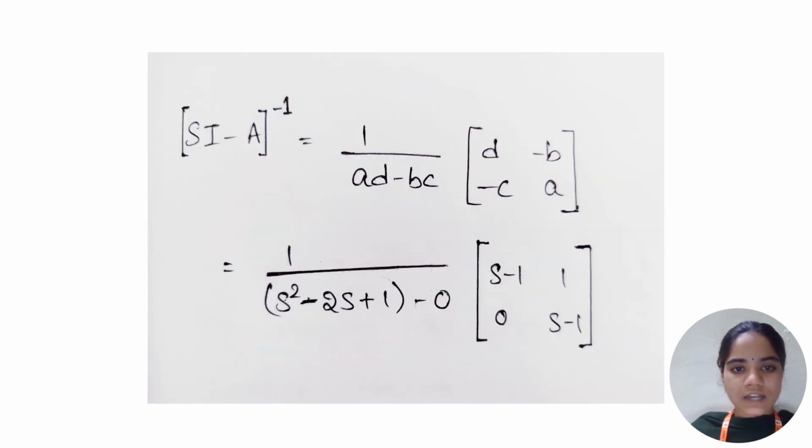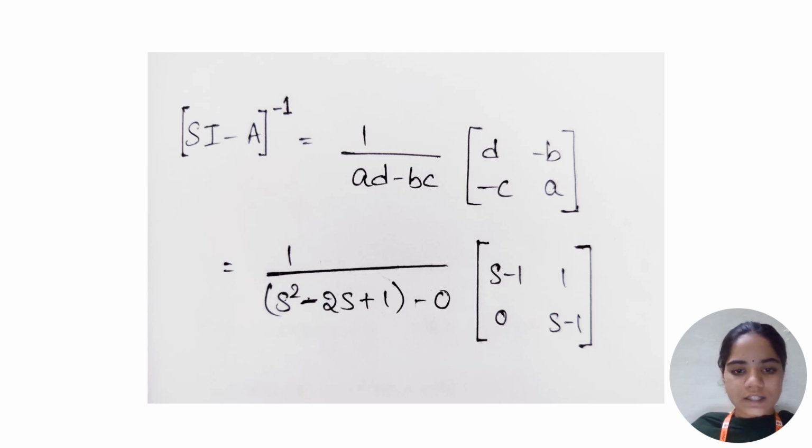(sI minus A) inverse, we compute using the formula 1 by (AD minus BC) times [D, minus B; minus C, A]. That gives 1 by (S square minus 2S plus 1) times [S minus 1, 0; 1, S minus 1].